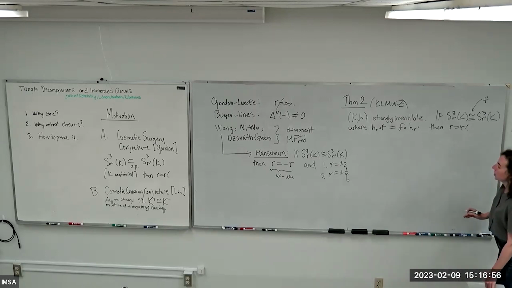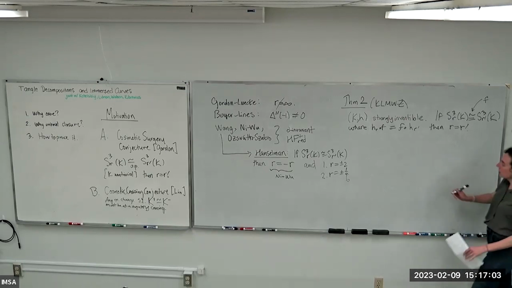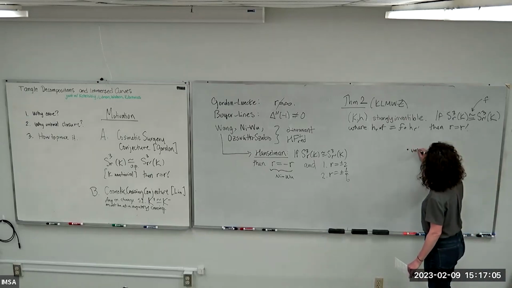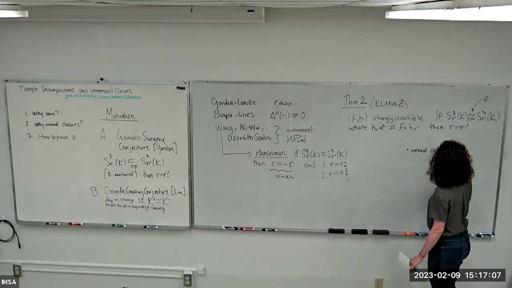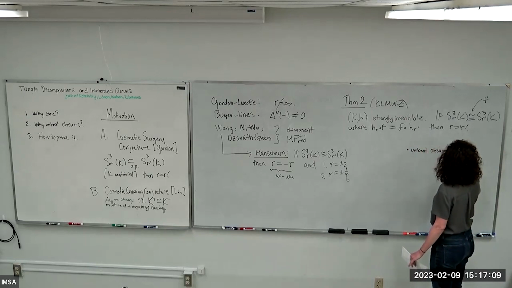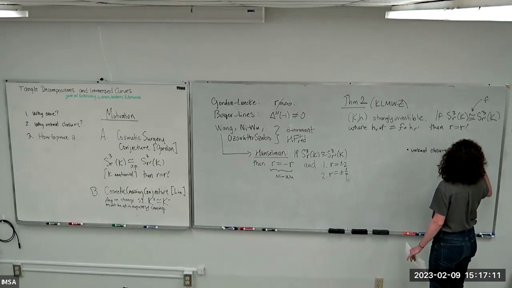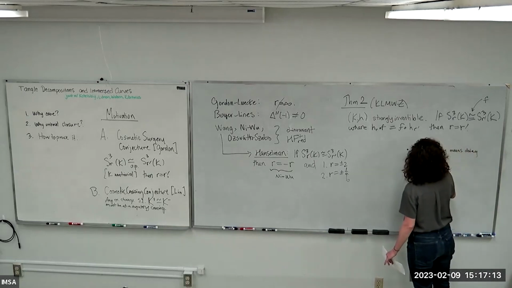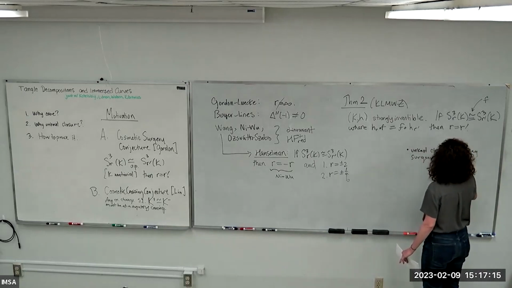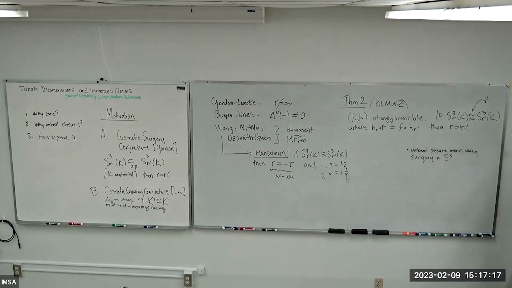So our unknot closure means that in the branch that we'll cover, we're doing surgery in S3 as opposed to somewhere else. So unknot closure means doing surgery in S3. Should I draw a picture of a strongly invertible knot and its quotient? Would that be? Yeah. Okay.